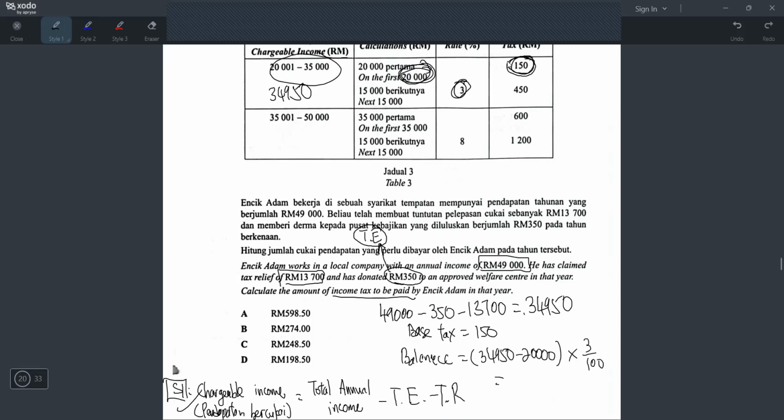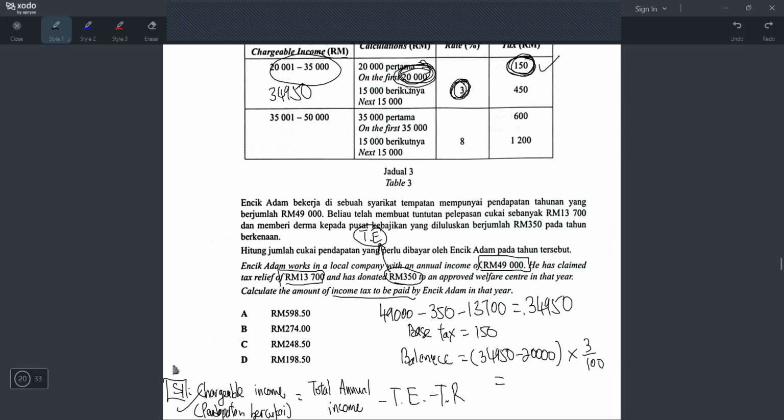So I repeat one more time. Nombor atas sini, this is the cukai dasar. But to get the cukai baki, you have to take your chargeable income minus dengan yang ini. Sebab dia ada bagi tahu first berapa kan. So you minus to get the balance and then baru darab dengan peratus, 3%. Okay, the rest tak payah tengok. Okay, so this is how you calculate. So I hope you learn how to read the jadual, or else you can't do it in the exam.